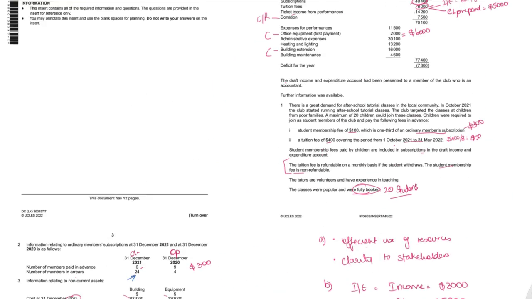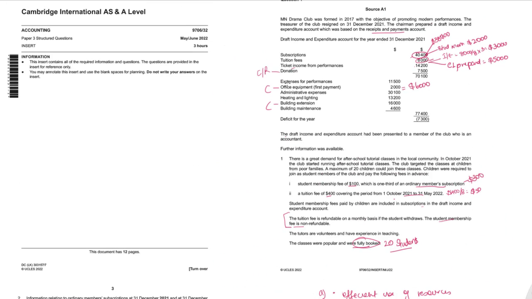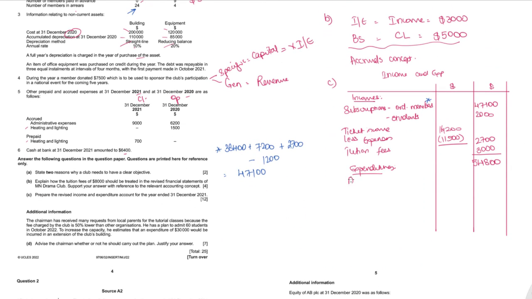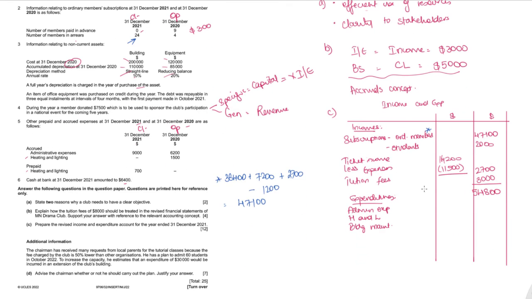Then we'll have to deduct all the expenditures. What all expenditures do we have? We have expenses for performances, which we considered. Office equipment is a capital expenditure, so we'll consider the depreciation. Admin expenses we have. Heating and lighting we have. Building extension is a capital expenditure, so we will consider depreciation. And we have building maintenance. So let's record these three expenses first: admin expenses, heating and lighting, and building maintenance. For building maintenance, there are no adjustments, so we can directly record the amount, which is 4,600.